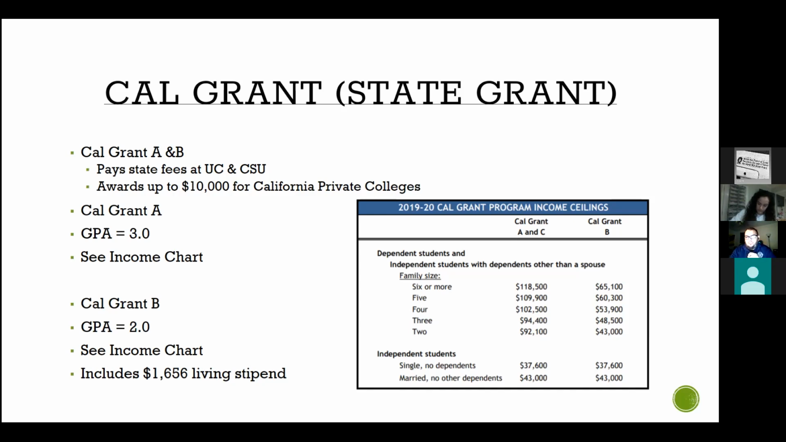And again, to qualify, they basically have a little chart here. Obviously, if your family is of 6 or more, you might have an income of 118,000 and still qualify for a Cal Grant A or C. So everything is going to depend on your family size, your parents' income, and if you're working, the income that you're putting for yourself on your financial aid application, whether it's the FAFSA or the DREAM Act. And then obviously for Cal Grant A, you have to have a 3.0 or better in high school to qualify for that one. Cal Grant B, as long as you have a 2.0, you should qualify for that one. Questions so far?